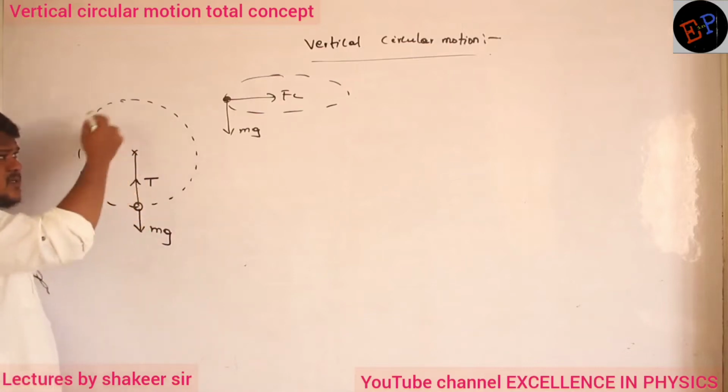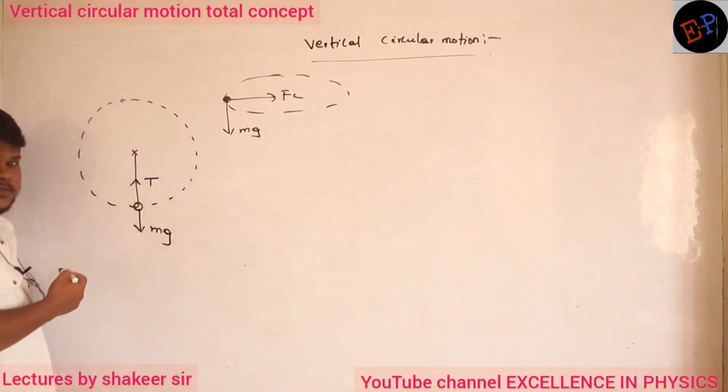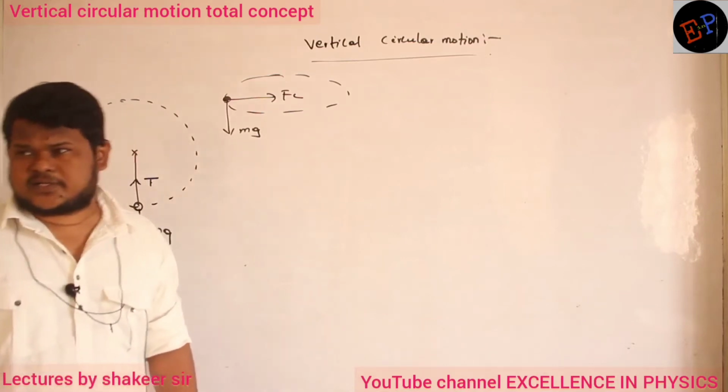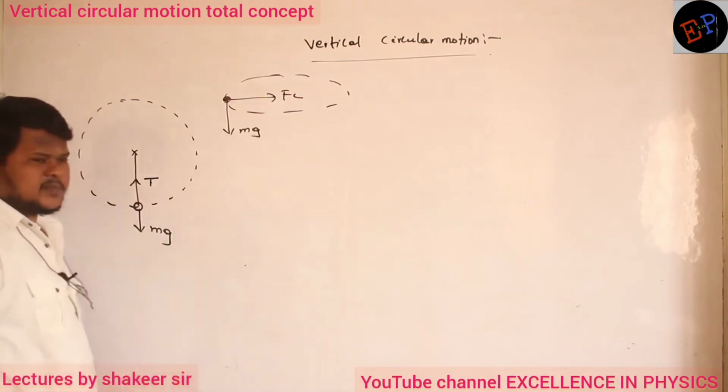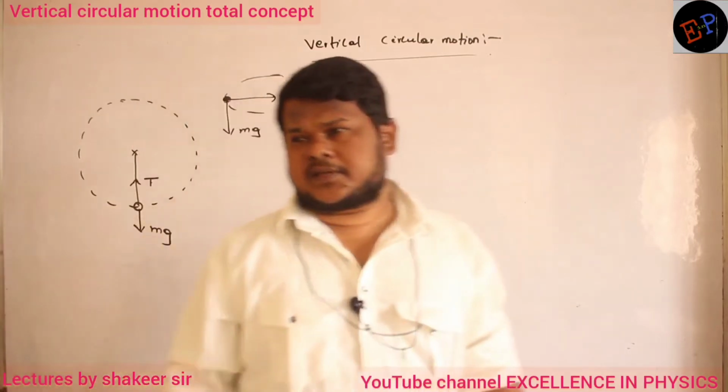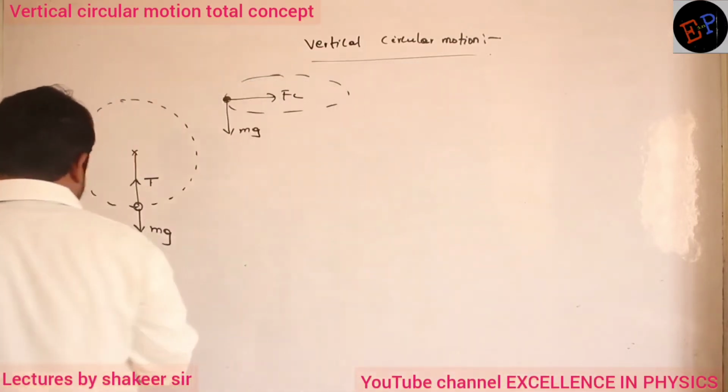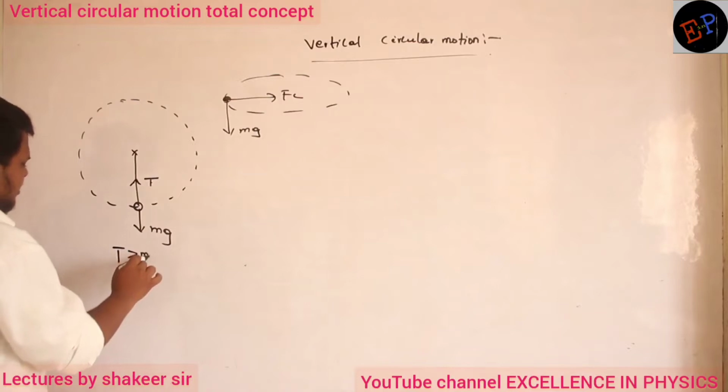Now for a body to move in a circular path, when the bob is present here, should tension be greater or should mg be greater? Definitely tension should be greater, no? Then only there will be some force acting towards the center of the circle. Clear? So therefore I will write tension must be greater than mg.